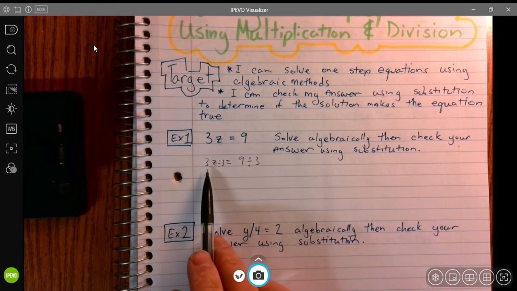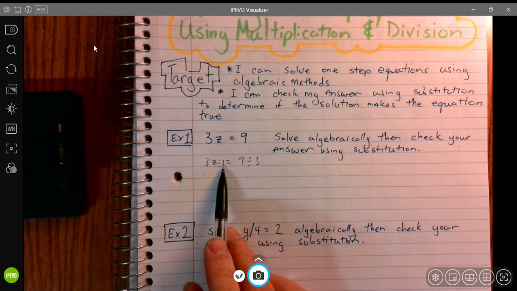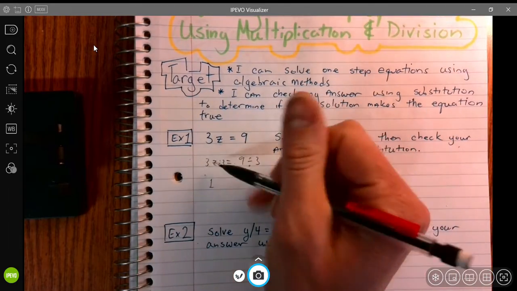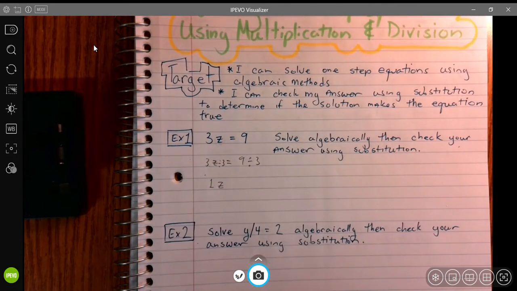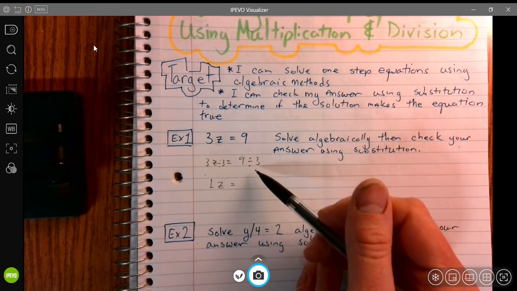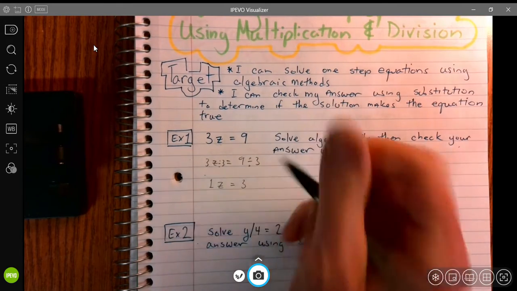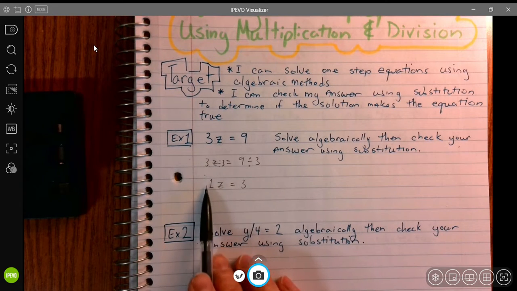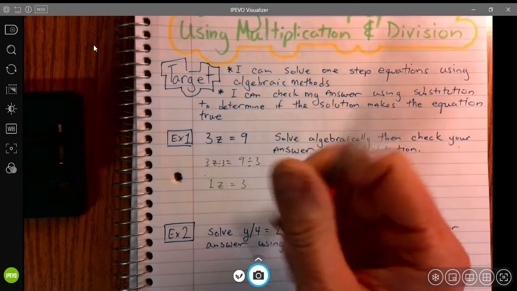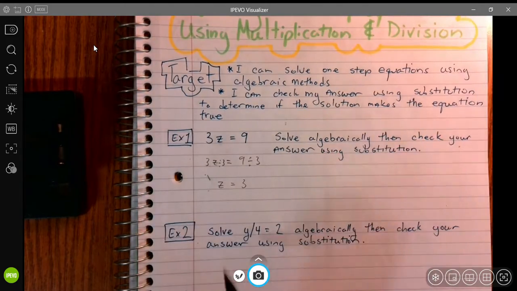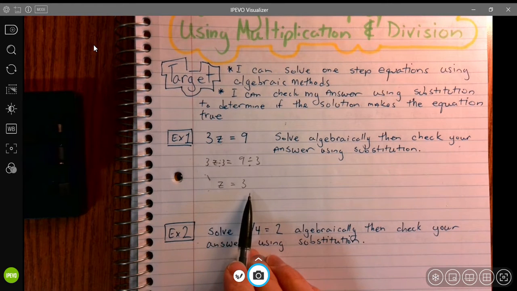Okay, so 3z divided by 3, well, 3 divided by 3 is 1, right? 1, and then we have that z left over, okay? And that is equal to, well, 9 divided by 3 is equal to 3. So I have 1z equals 3. Now, the 1 in front of a variable is always implied, so I don't need that 1. So my answer is z equals 3.